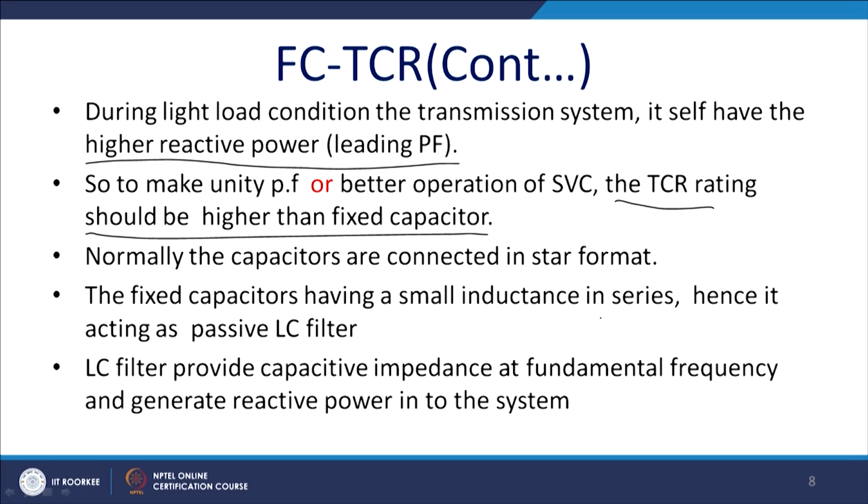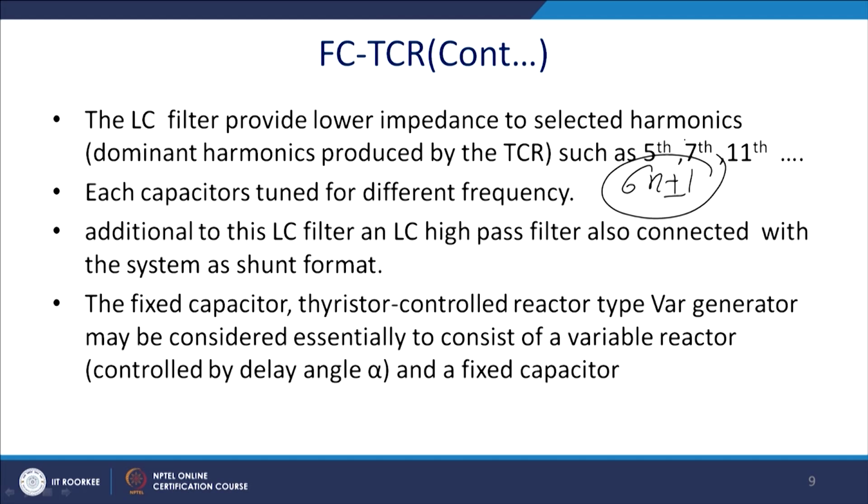Normally, these capacitors are connected in star format. The fixed capacitor has a small inductor in series, and hence it also acts as a passive filter to wipe out a particular dominant harmonic, let us say 5th or 7th, in the 3-phase 3-wire system. The LC filter also provides capacitive impedance at fundamental frequency and supplies reactive power into the system. The LC filter provides lower impedance to the selected harmonic. Since it is a 3-phase 3-wire system, in most cases 6n plus minus 1 is the harmonic content. So, it is 5th, 7th, 11th, 13th and so on. Each capacitor is tuned for a different frequency. In addition to the LC filter, an LC high pass filter is also connected with the system in shunt format.